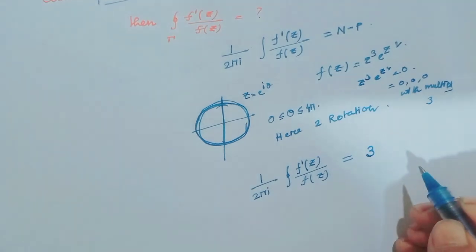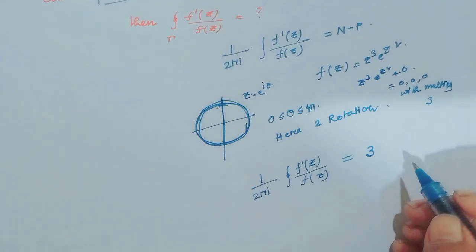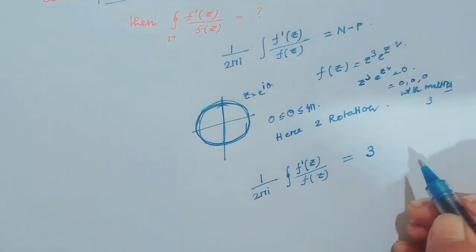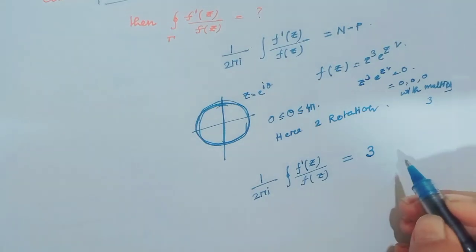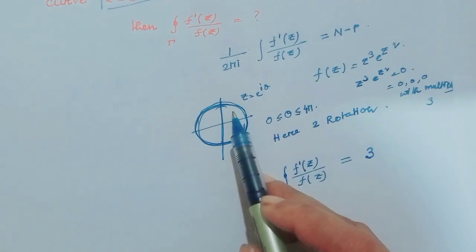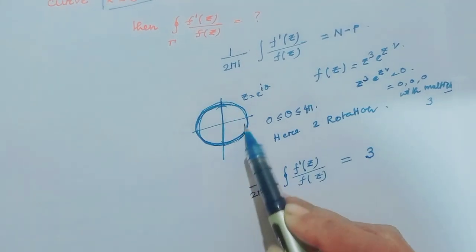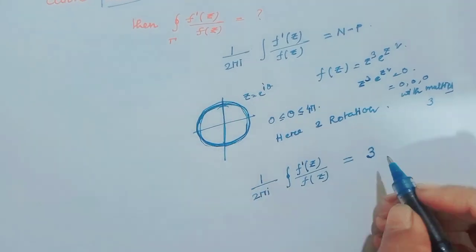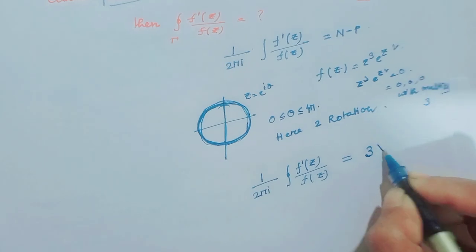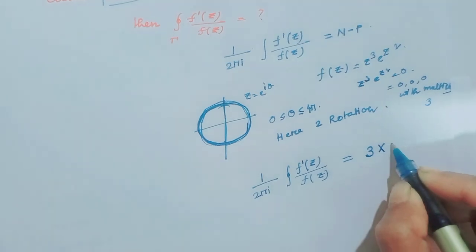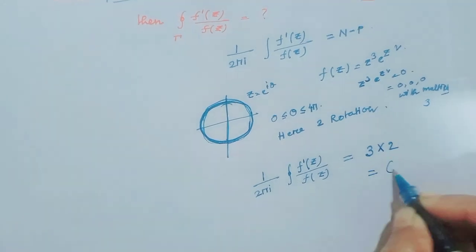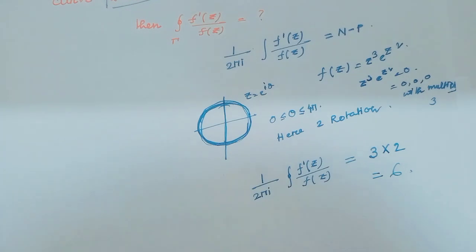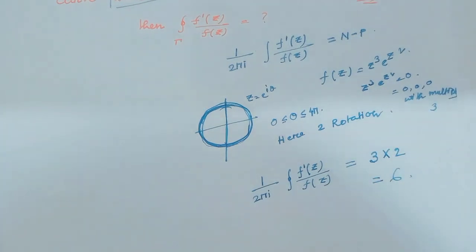But here students will be wrong. They will think this value is 3. But notice here it is not one rotation, here it is 2 rotations. So this would be multiplied by 2. So the value is 6. I hope all my viewers have understood this question easily.